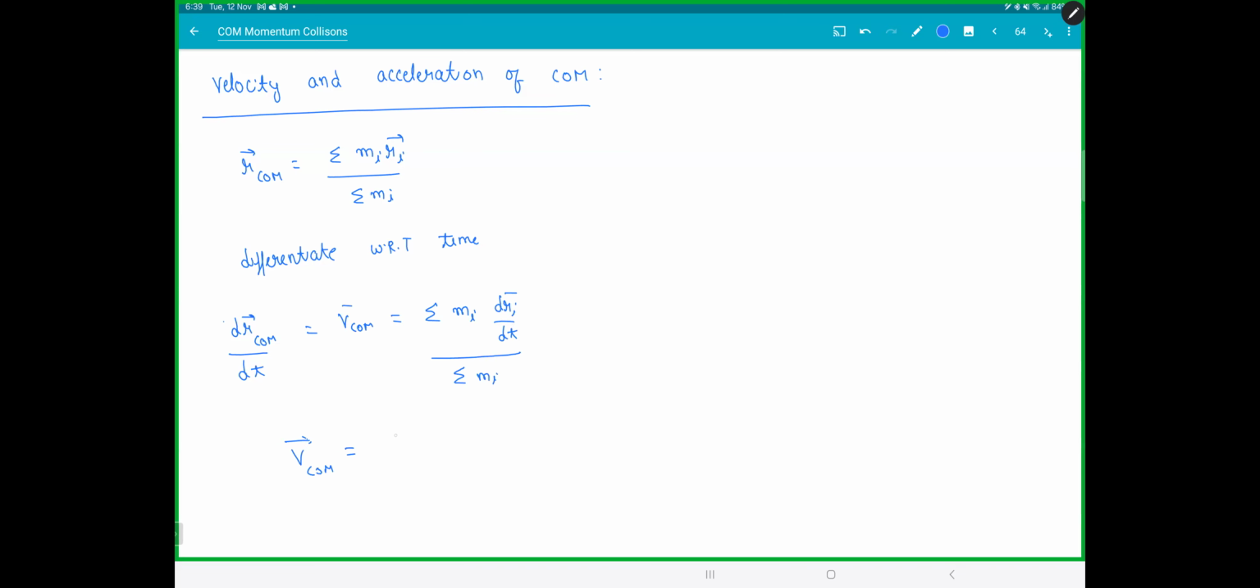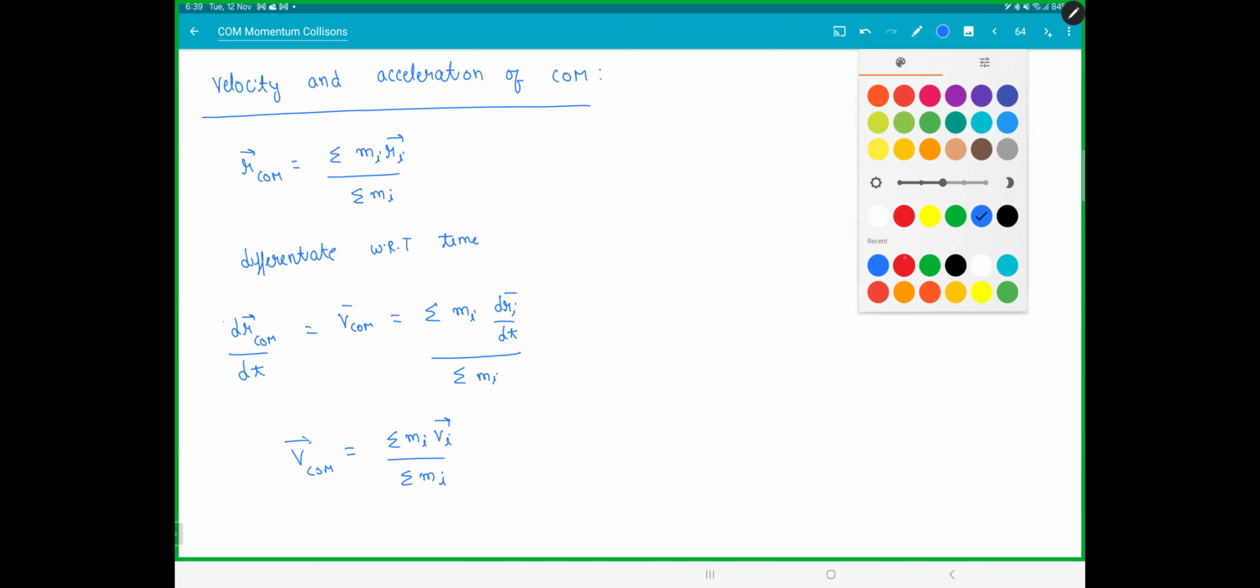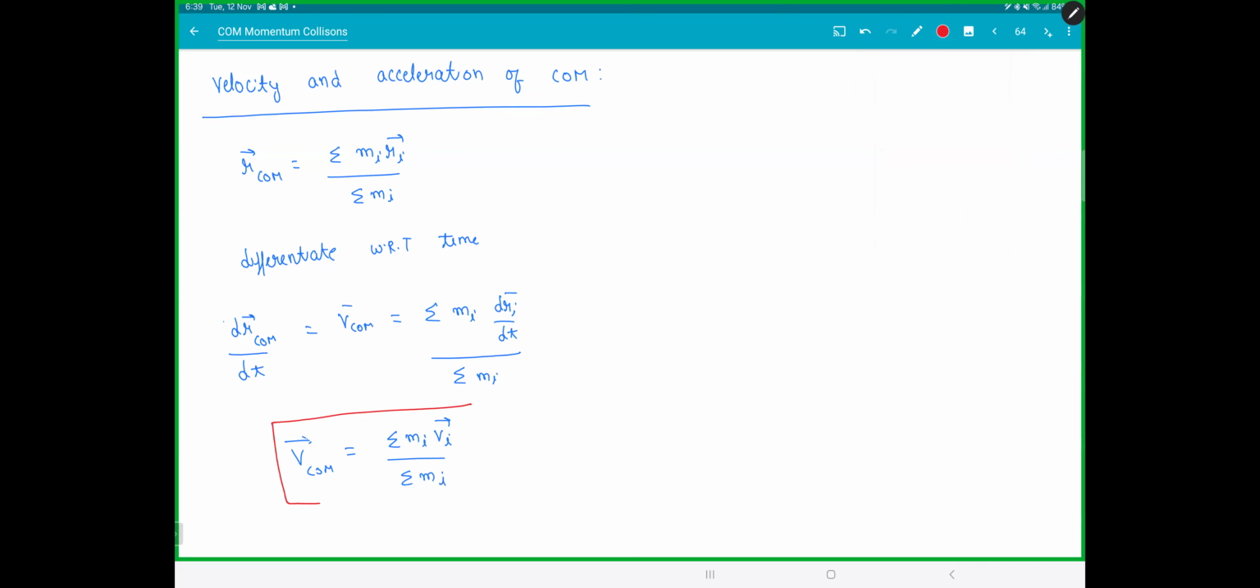So velocity of center of mass is sigma mi dri by dt, which is vi. This is how you find velocity of center of mass. The formula looks the same: M1 R1 + M2 R2 for position, and here it is (M1 V1 + M2 V2) by (M1 + M2).